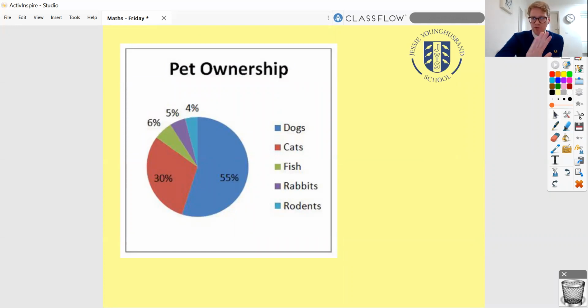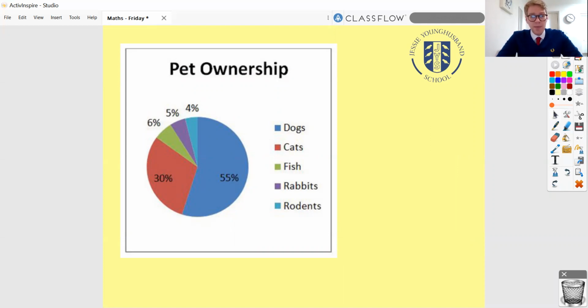Now, I should just put a health warning on this. A pie chart is not actually in the curriculum until I think year 6, so you don't have to do a pie chart, but it might be something you like to push yourself with. A pie chart is another really good way of representing data. I like a pie chart because firstly, they remind me of pies, delicious. Secondly, I think they're a really good visual representation.